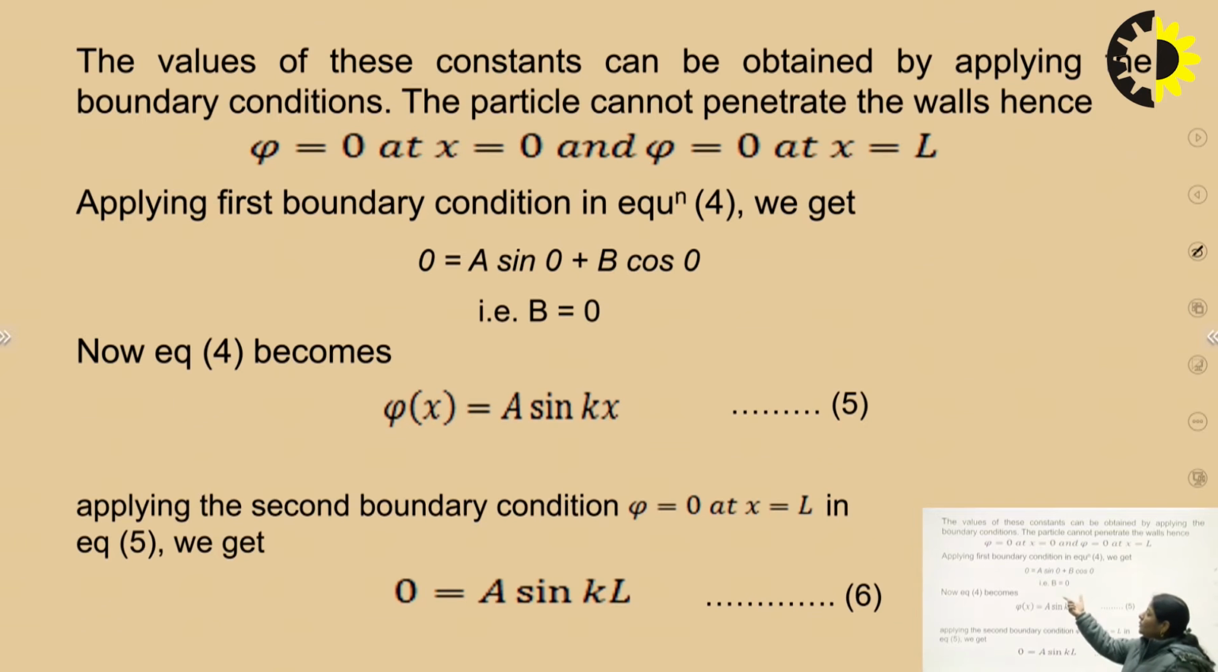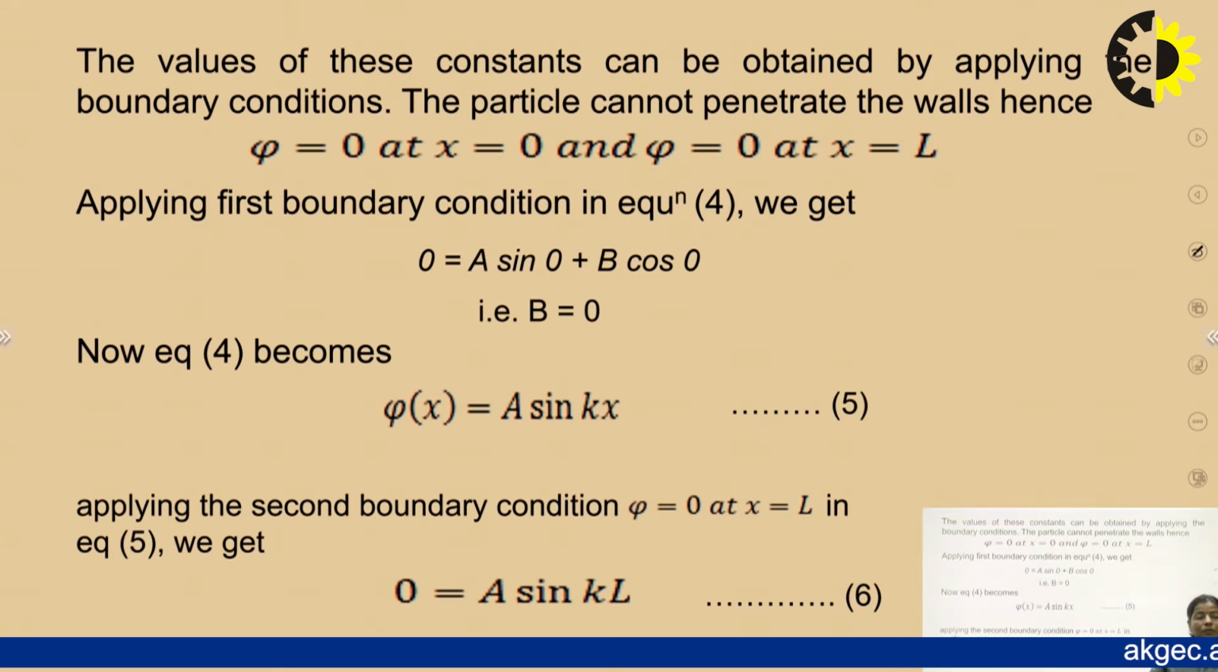Now we put this value of B in the equation of the wave function, and we obtain that the wave function phi is A sine kx. So now our wave function is this. Once we determine the constant A, we will be able to fully determine the wave function phi x. So now we move on and take the help of the other boundary condition, x equals L. This is our next boundary condition.